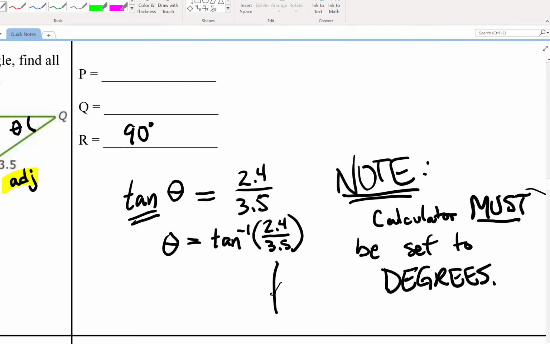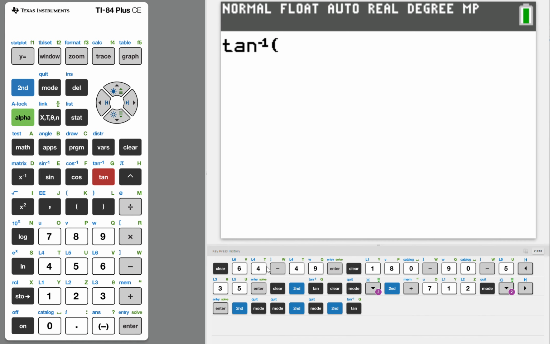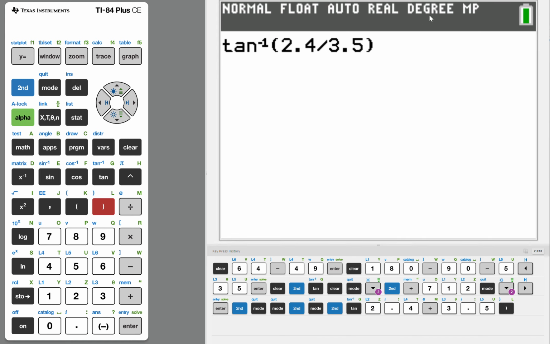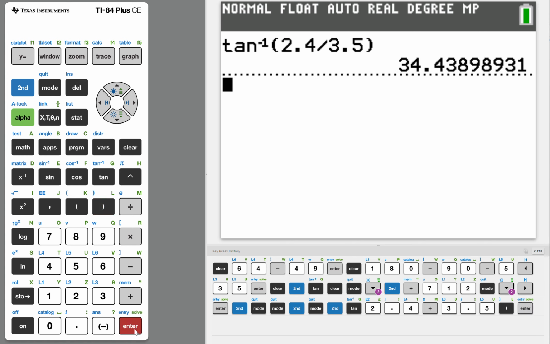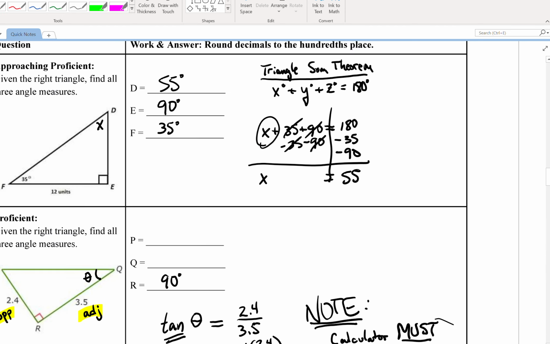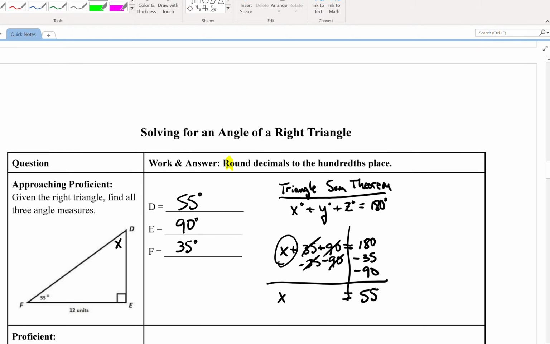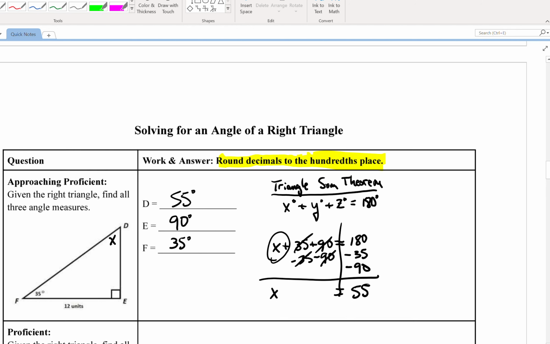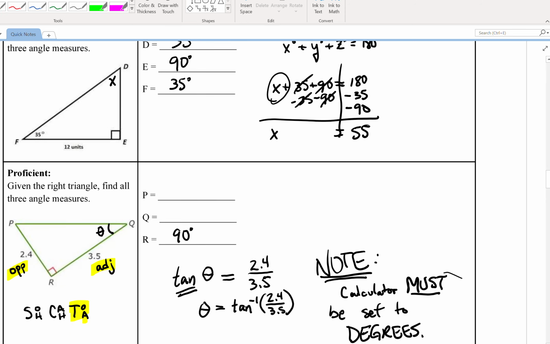And then I'm just going to put in, like I've got here, 2.4 divided by 3.5. And then I just hit enter. If it's in degrees, it'll give you back the angle measure. This is 34 point yada, yada, yada, a bunch of digits after the decimal point. Make note here that it says we need to round the decimals to the hundredths place. And so the hundredths place, that's 2 decimal places after the decimal point.